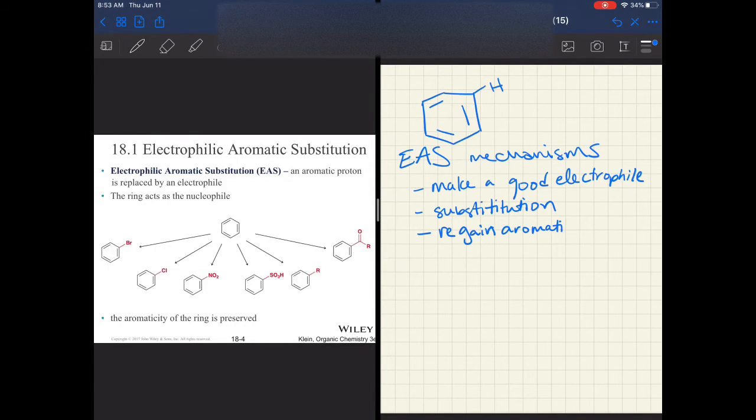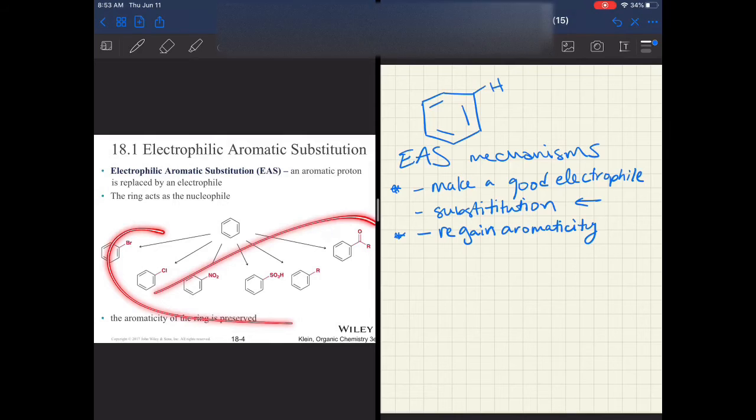Now, what's cool about this is every single one of these reactions, this step is going to be the same. So this will get quite repetitive, but that means you do need to pay special attention to the first and last step because that will be different for this set.